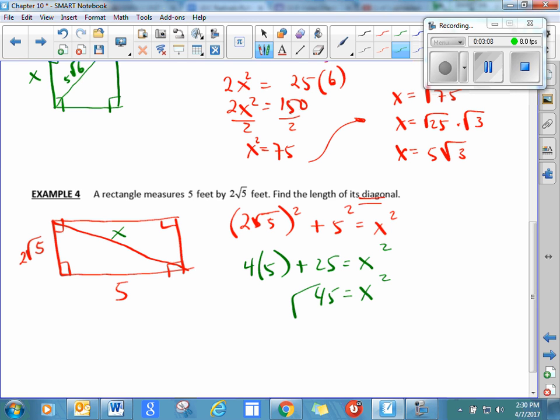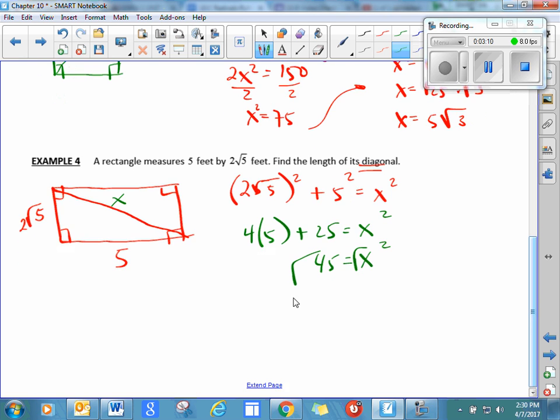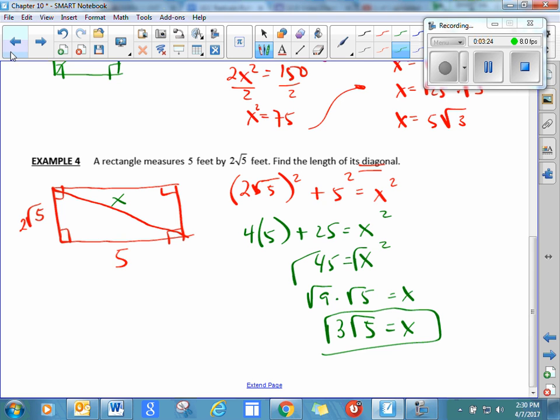Square root of both sides, we only want the positive root. That's the square root of 9 times the square root of 5. So that becomes 3 radical 5. And that's as simplified as we can get. And that's our diagonal. Next page.